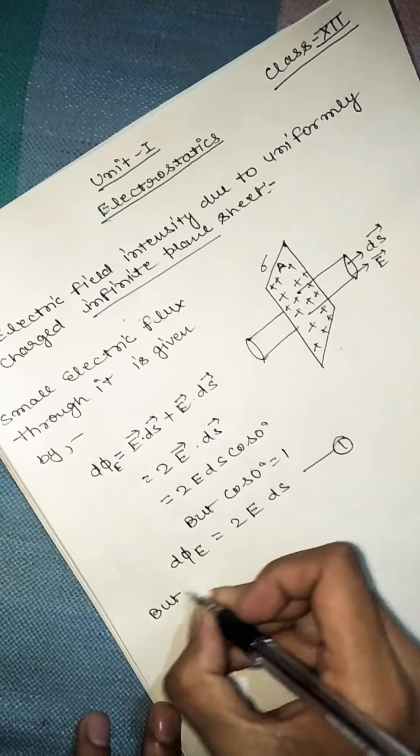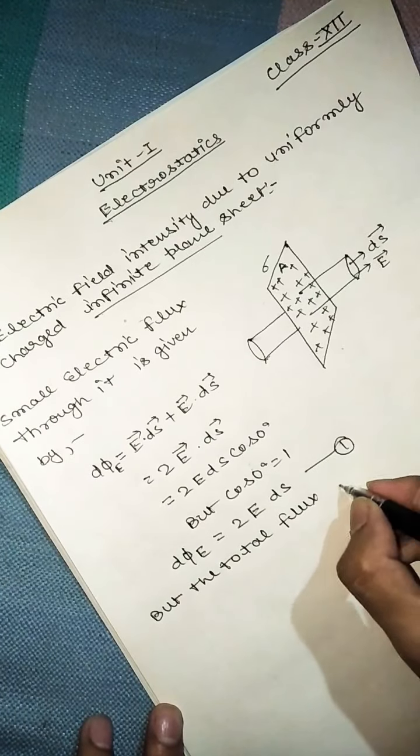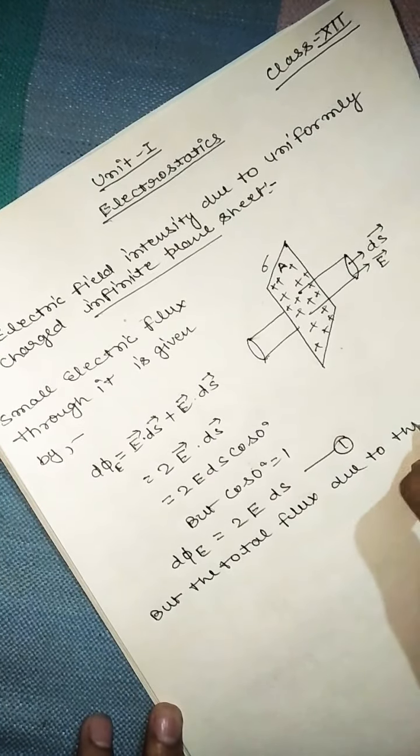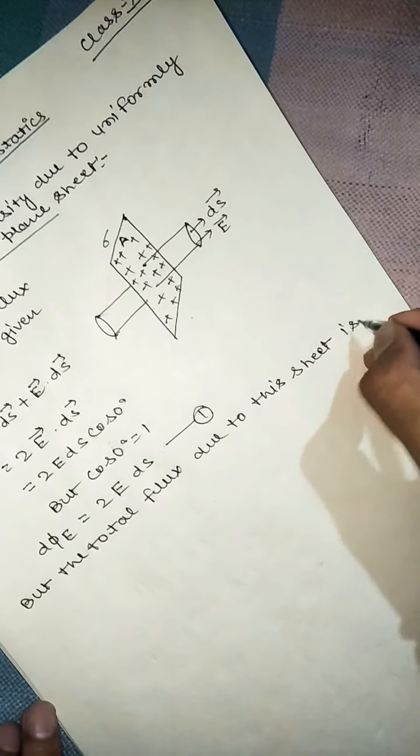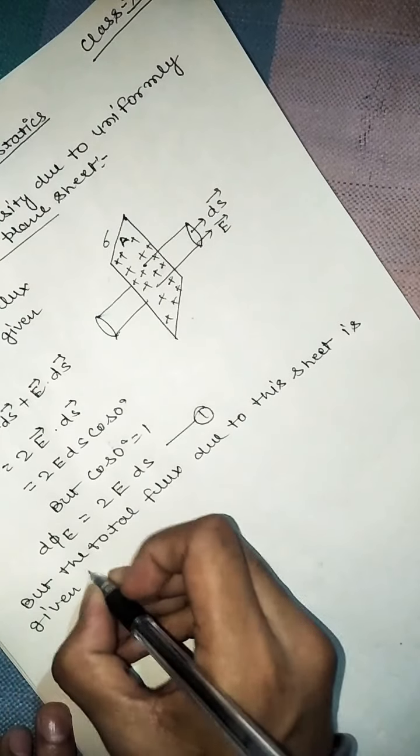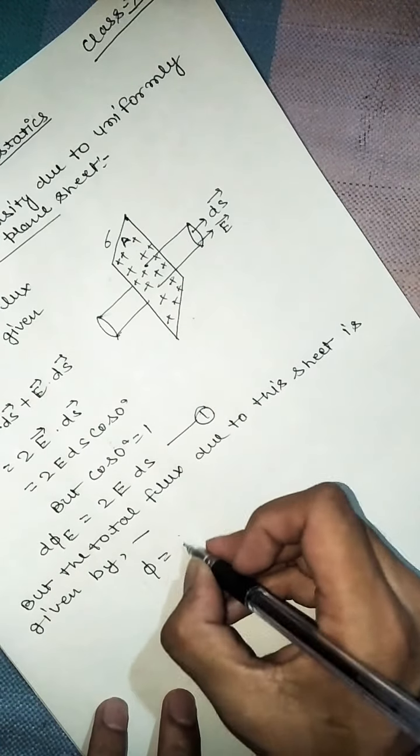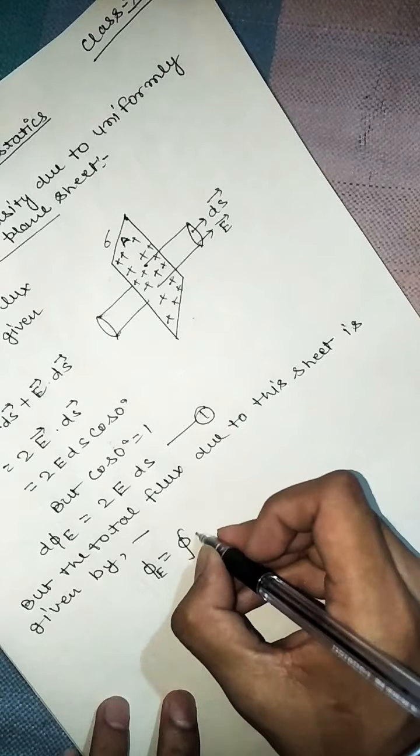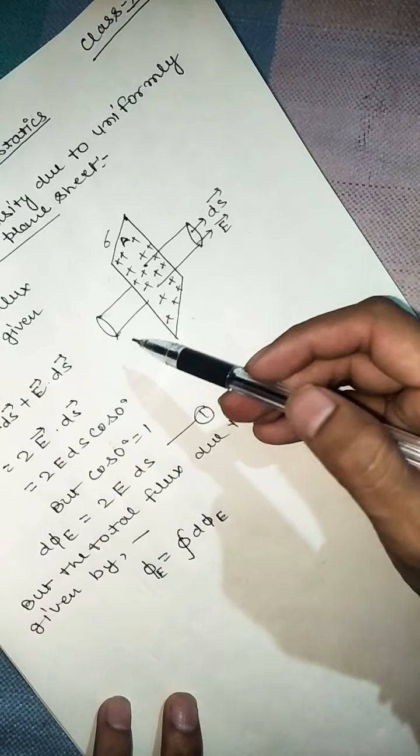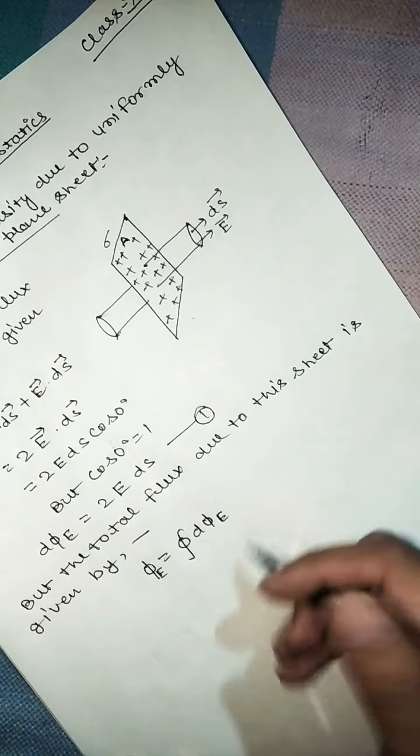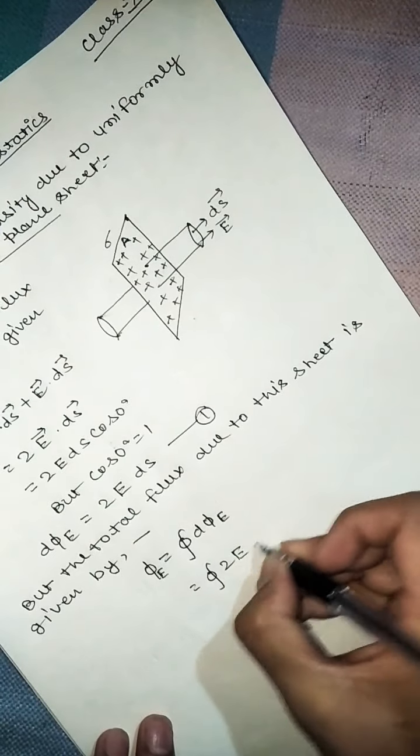But the total flux due to this sheet is given by phi E is equal to the surface integral of d phi E, because we are talking about a surface. If we are integrating a small area, then we are finding out the entire area. That is why I am going to integrate it. We are putting the value from the first equation, that is 2E ds.